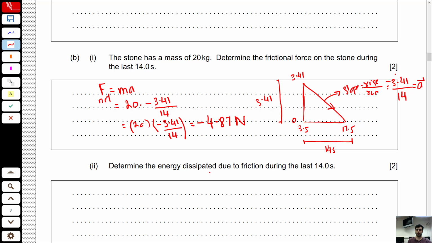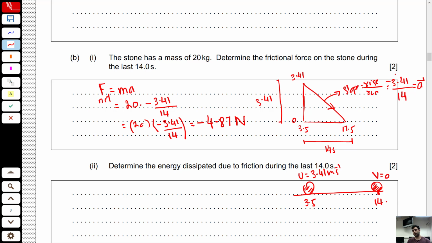Next, the energy dissipated due to friction during the last 14 seconds. So what is going on here is we know that there was a ball here and it starts from 3.5 and then it gets to rest. So final velocity becomes 0 here, and the initial velocity is 3.41 meters per second, and it achieves 0 velocity.